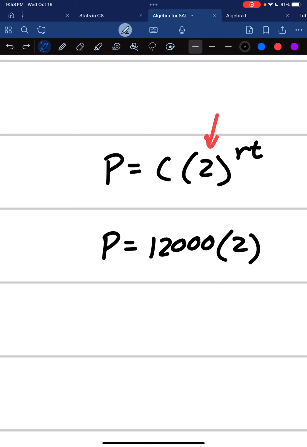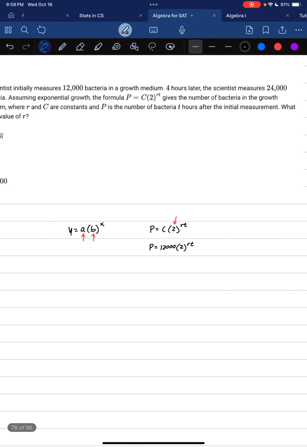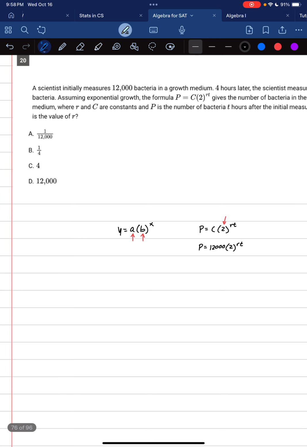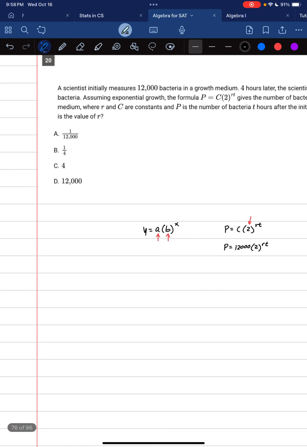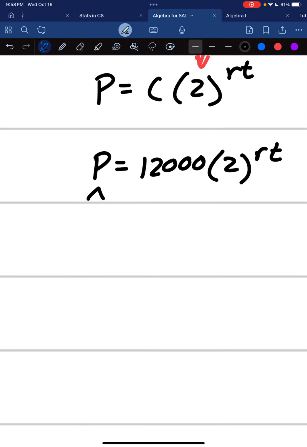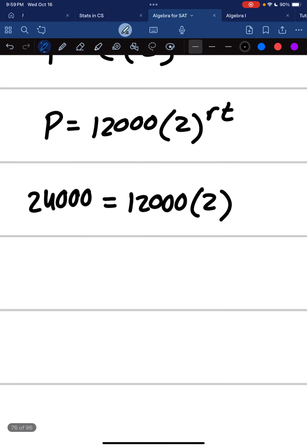They also tell us that after 4 hours, the scientist measures 24,000 bacteria. So why don't we plug in 4 and 24,000? So P represents the number of bacteria after some number of hours, so we're going to plug in 24,000 bacteria, and he observed that after 4 hours. So I'm going to plug in 4 for T.